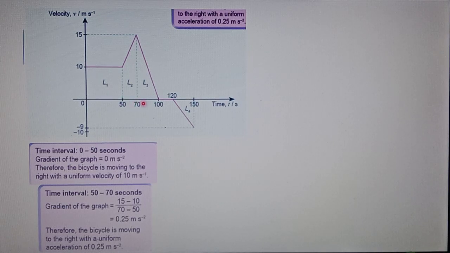Next, from 50 to 70. You can see we have a straight line with positive gradient. Thus the gradient of the graph, we can draw a triangle below this line. You will get 15 minus 10, over 70 minus 50 for the width. Thus we get 0.25 meters second negative 2. Therefore, the bicycle is moving to the right with uniform acceleration of 0.25 meters second negative 2.